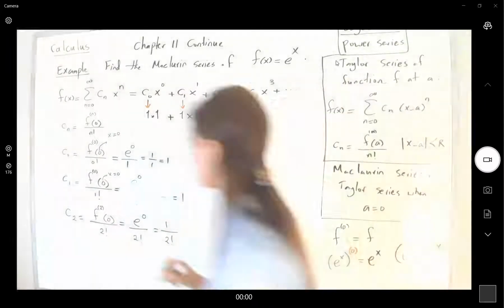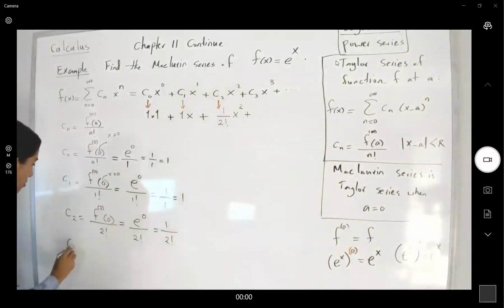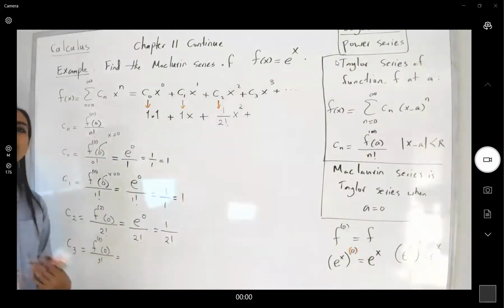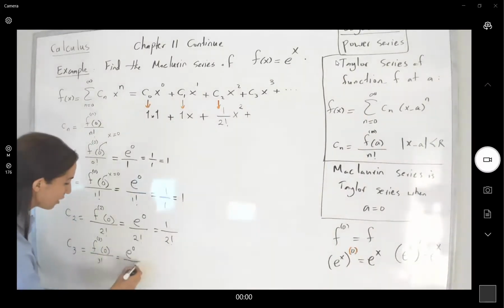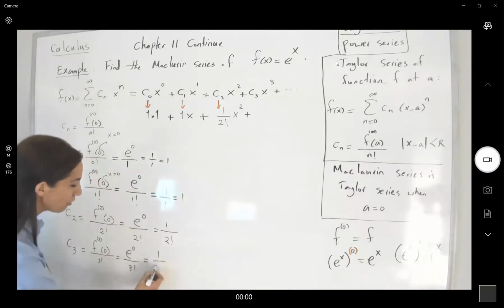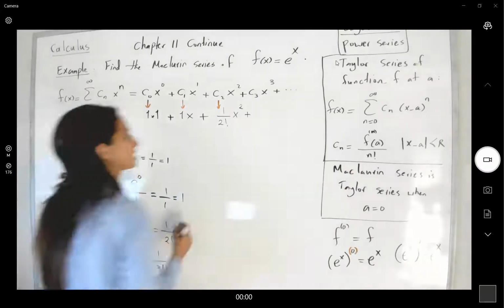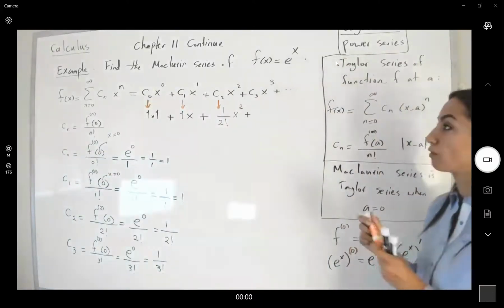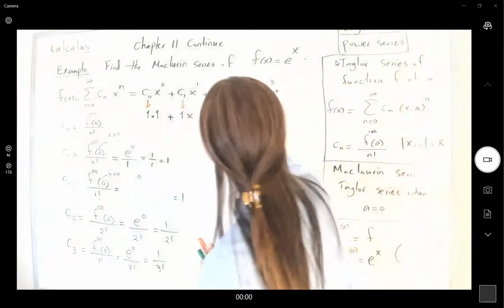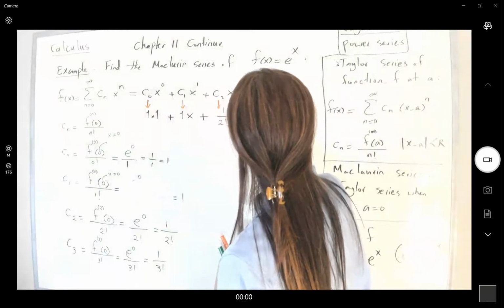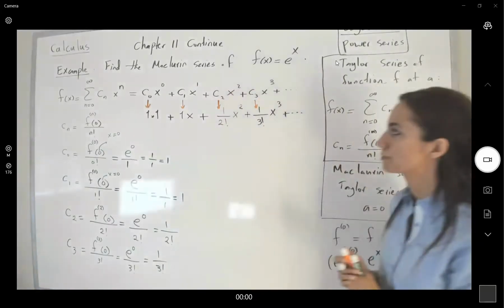We continue this process. c sub 3 is equal to the third derivative of f at 0 divided by 3 factorial. Again, the derivatives of e to the x are all equal to e to the x. So we get e raised to 0 divided by 3 factorial, which is 1 over 3 factorial, or 1 over 6. So c sub 3 is 1 over 3 factorial, times x cubed, plus the rest of the terms.